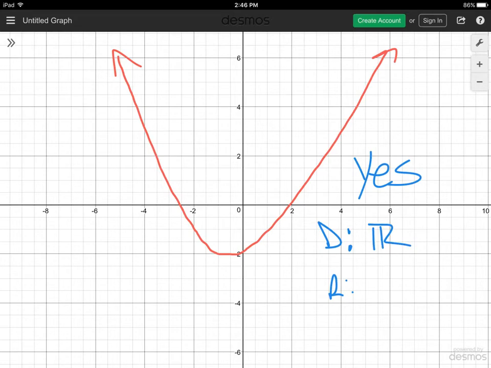But look at the range. We have something a little bit different going on. This function never goes below this -2 value here, and it keeps going up forever. So everything above -2 is part of your y values that are being hit, but nothing below. The easy way to write this is y is greater than or equal to -2, and that would be your range.